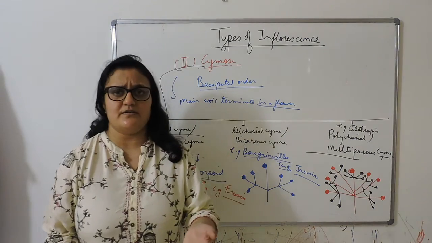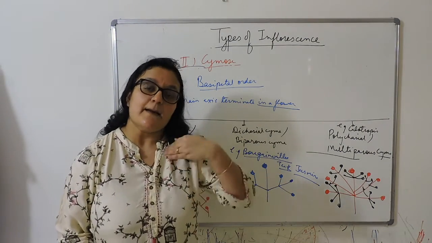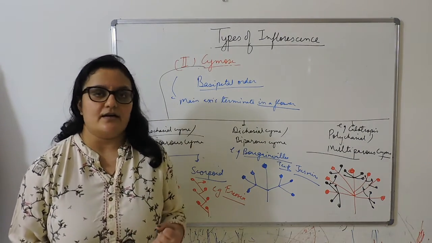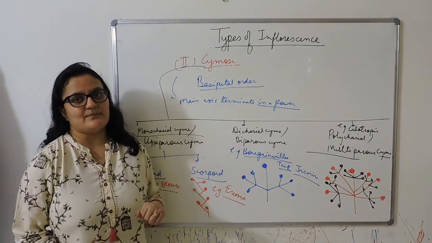They also terminate in a flower, and from those many branches, many other branches are again formed, and they form flowers. Okay, so this is the cymose. Next, we are going to discuss the special types of inflorescence.